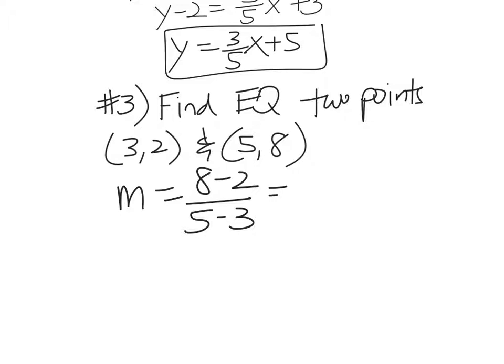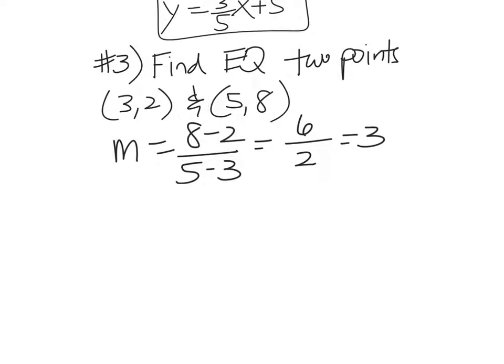Now, be careful. People know the slope formula, they know how to do it, and then they mess up on the subtraction. That just drives me crazy. 8 minus 2 is 6, 5 minus 3 is 2, and so the slope is 3. Okay, now here comes the next part, and the next part's fun, because you have options. You never get options, right? You have a slope, and you have 2 points. Don't use them both, just choose, okay?